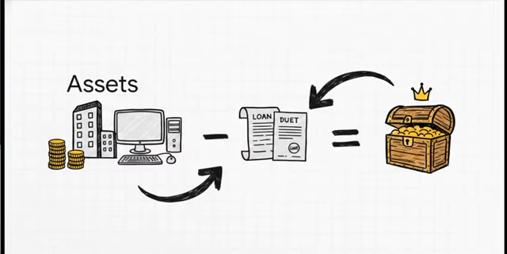And here's another way to look at it that makes it super clear. If you just flip the equation around, you get this. Equity equals assets minus liabilities. It's a really simple, powerful truth. What's yours is what you own minus what you owe. For a shareholder, this is the bottom line, plain and simple.